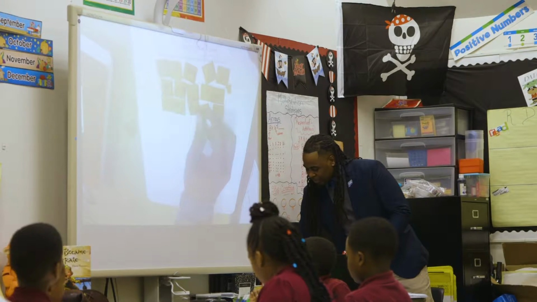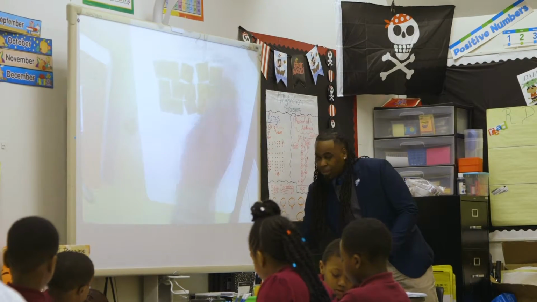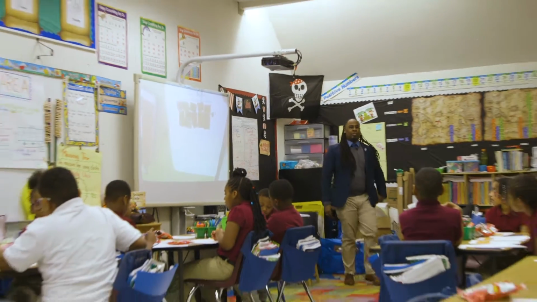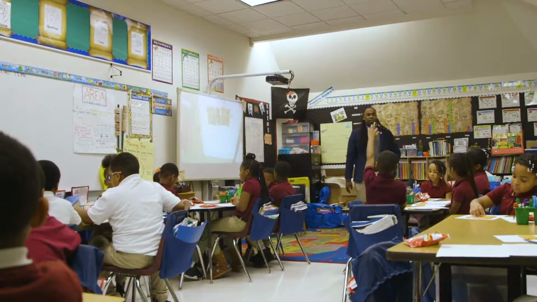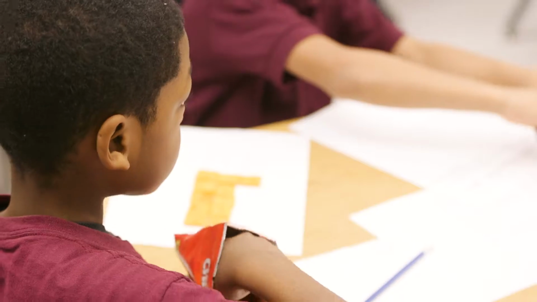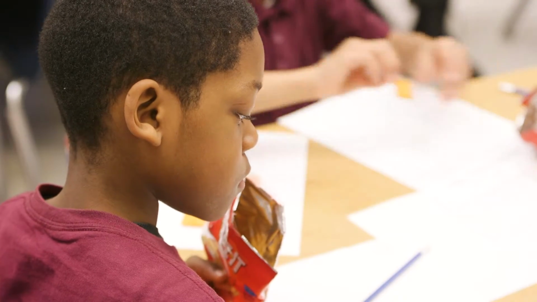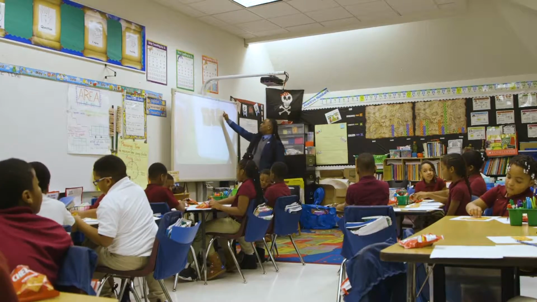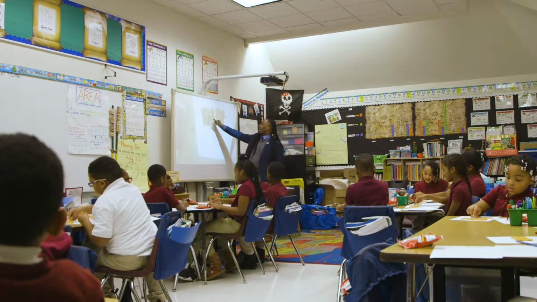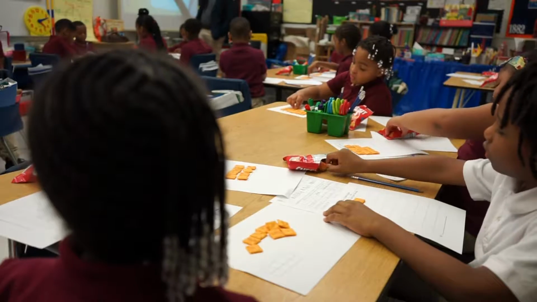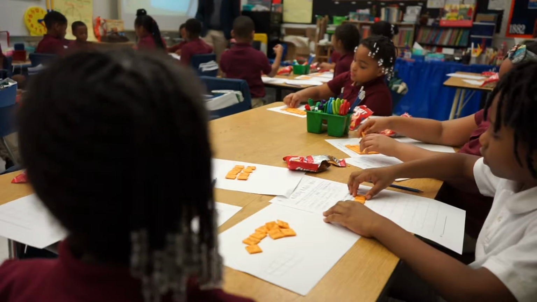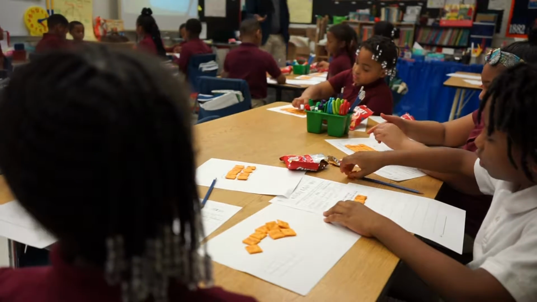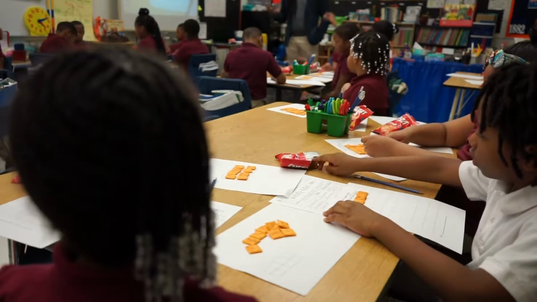Now, once I have all my Cheez-Its on my grid, could I find the area of the Cheez-Its? Yes. Or the area of this shape? Yes. All right, let's get ready to count. Ready? Count. 1, 2, 3, 4, 5, 6, 7, 8, 9, 10, 11, 12, 13, 14, 15. So that's one way that we found area, right? So what would be the area of this figure?